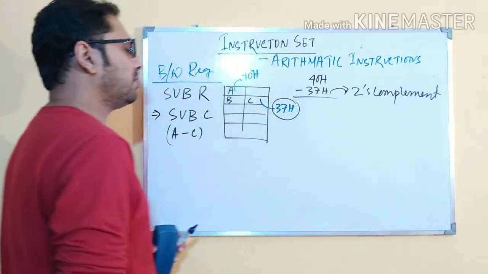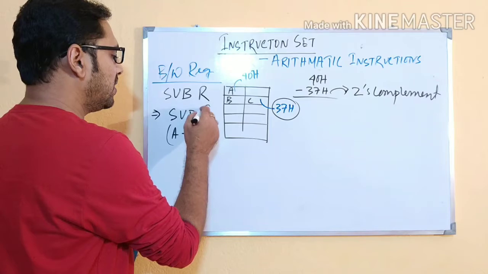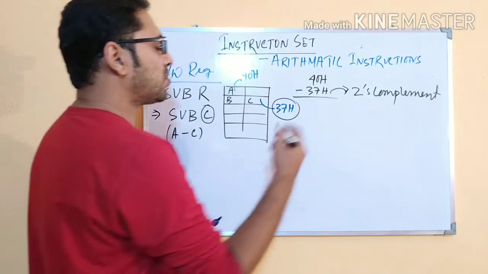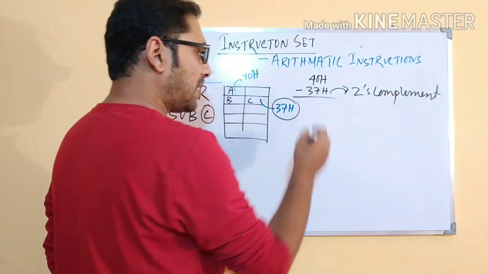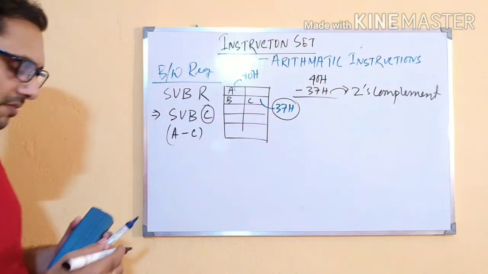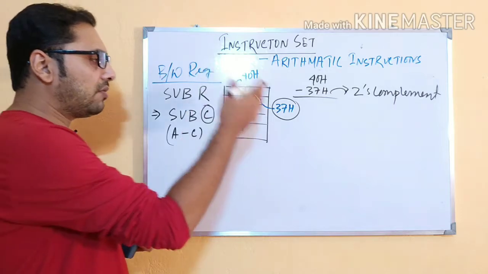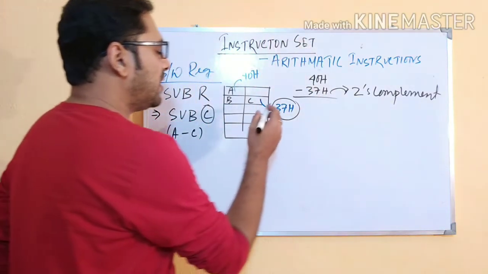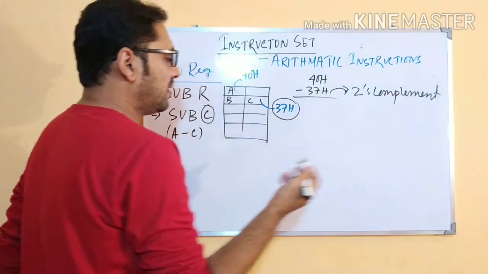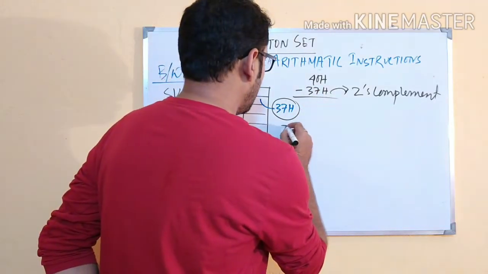2's complement of who? 2's complement of this one. So 2's complement of C means 2's complement of 37 hex for this particular example. Now try to understand how this subtraction operation is actually performed. So first we need to take 2's complement of 37. So how to do that one?